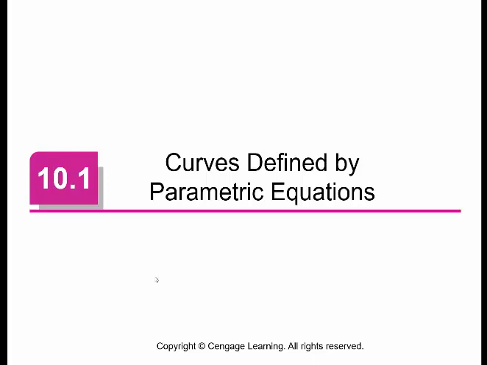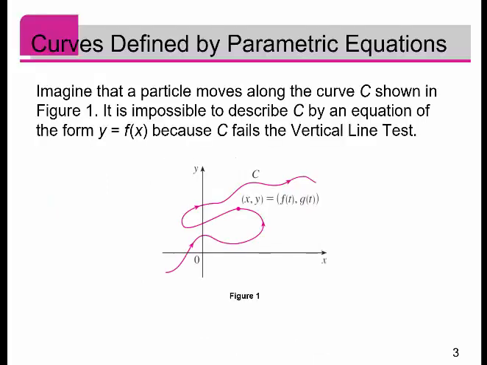I want to introduce what parametric equations are with an example. Imagine that you have a particle, and in all the examples I do today, it's going to be a particle moving through two-dimensional space. Imagine this particle travels along this curve right here, this purple curve-ish looking thing, the curve C as shown in this figure 1.